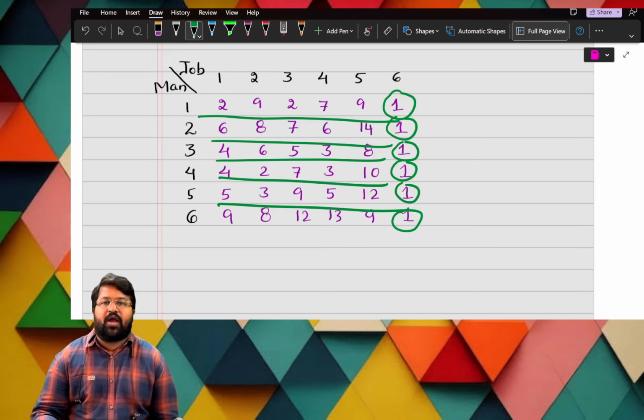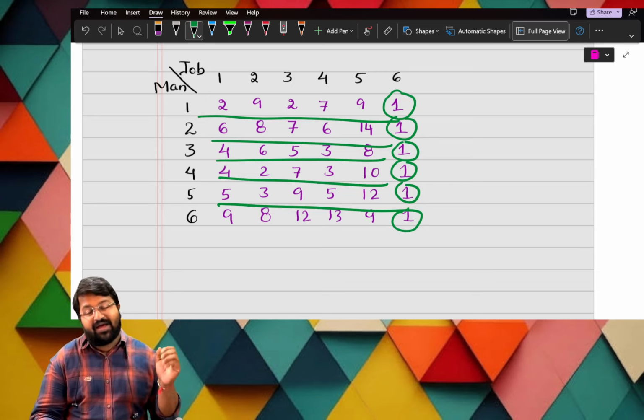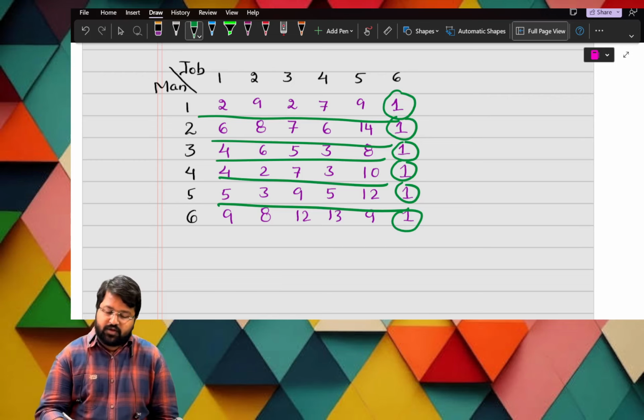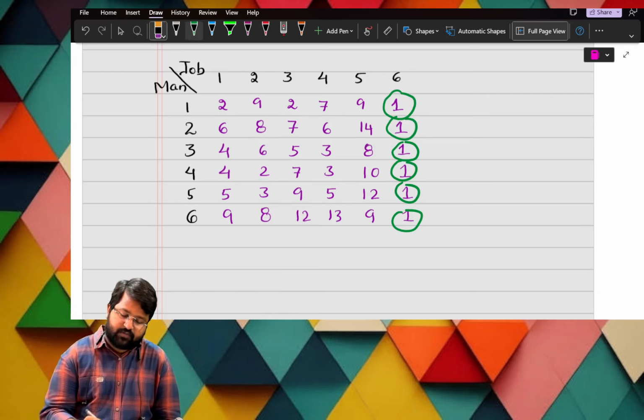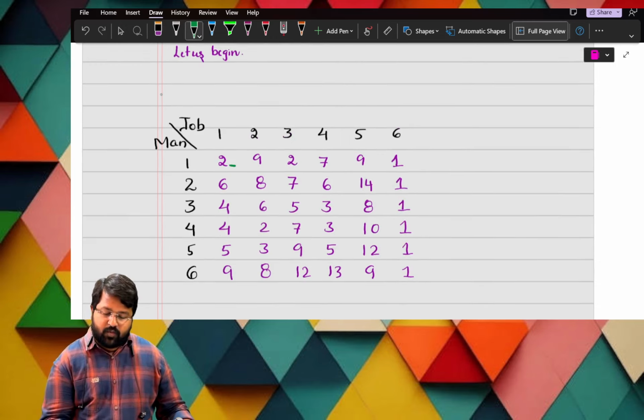So what we have to do, I entered least number 1. Now I have to reduce that number from the respective elements of the respective row. I have marked now. Now I will do what? 2 minus 1, 9 minus 1, 2 minus 1, 7 minus 1. I have to mention like this.